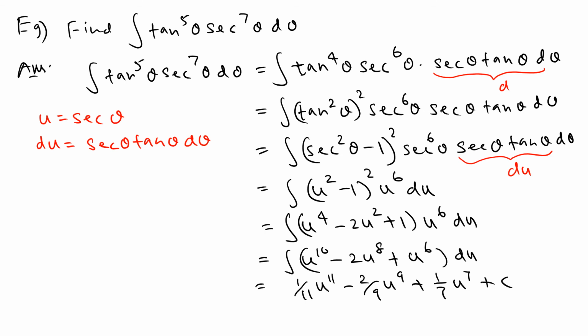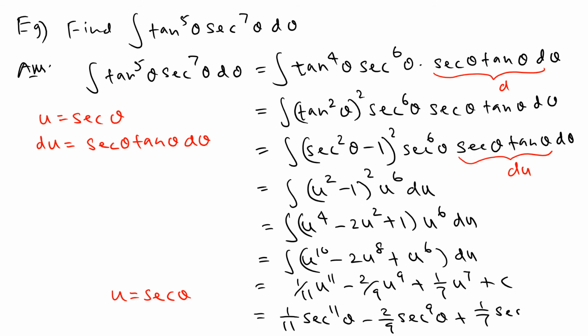Now we're going to substitute secant theta, because we know that u equals secant theta. So we're going to substitute back. So that means 1 over 11 secant 11 theta minus 2 over 9 secant 9 theta plus 1 over 7 secant 7 theta plus c. So you can see it's a little long, but it's not that difficult. Okay, this is a major step here. You're gonna convert everything into u because of these two. Okay, good.